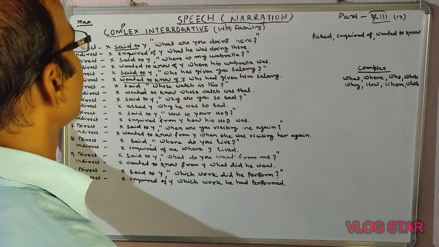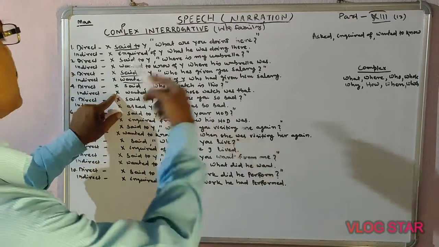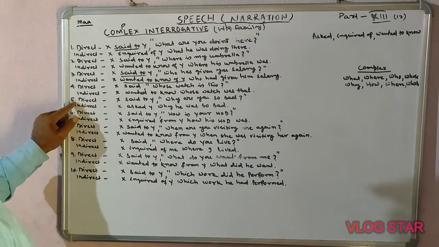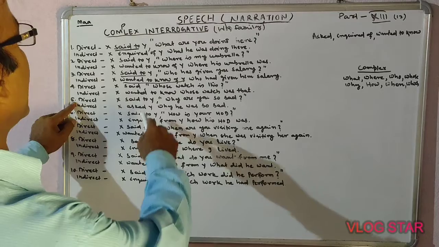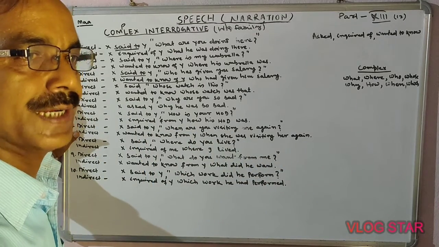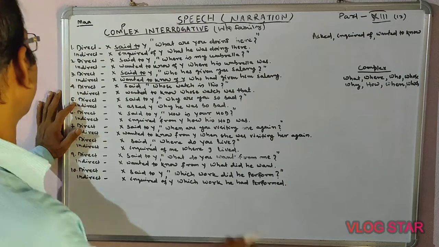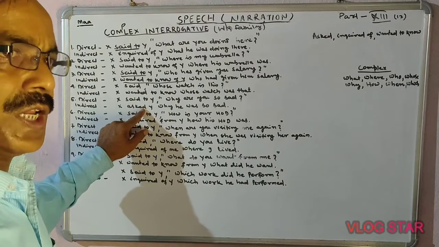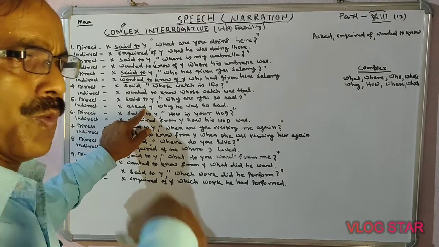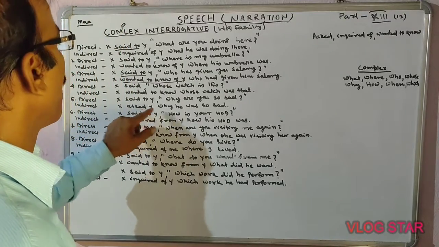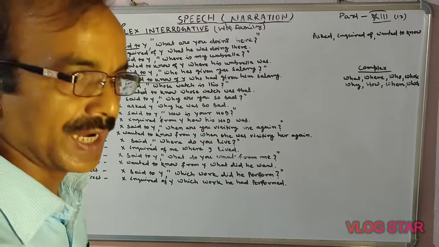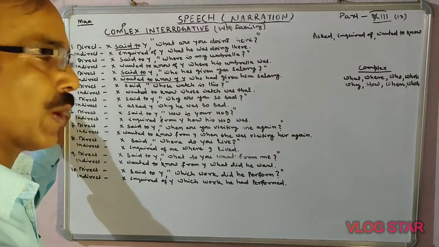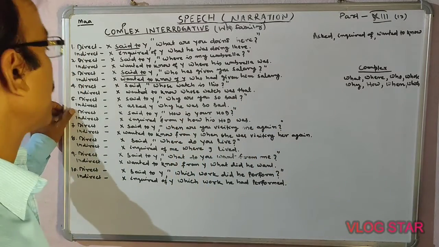X said, whose watch is this? In indirect speech, X wanted to know whose watch that was. Next, direct speech: X said to Y, why are you so sad? In indirect speech, X asked Y, or you may write, X wanted to know why he was so sad. Here, what was in present imperfect changed into past imperfect.